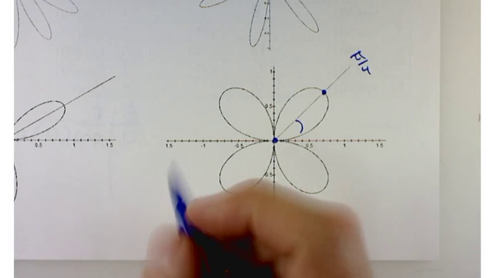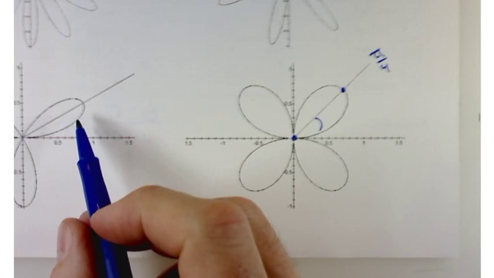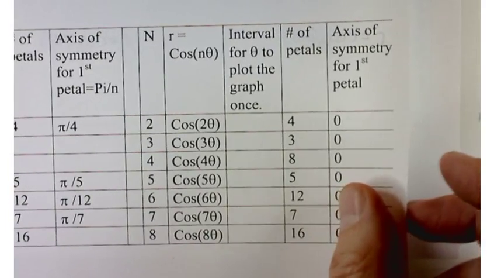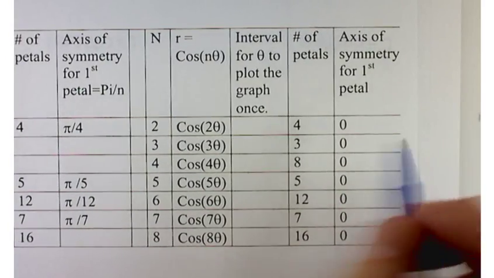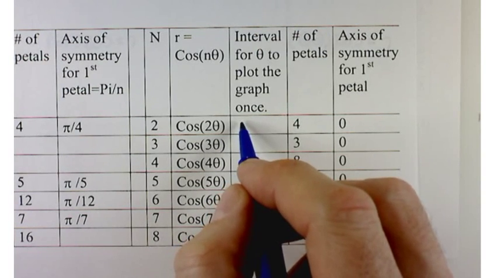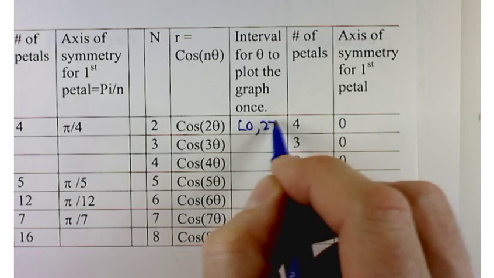And so on. Trying to think, where's this one going to be? Interval for theta. That's to trace out one graph. I'm not really going to make you know it. You can experiment and figure it out. To trace out the whole graph once, you could use the interval 0 to 2 pi.